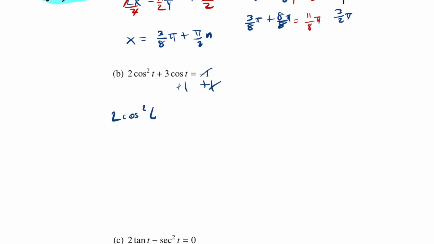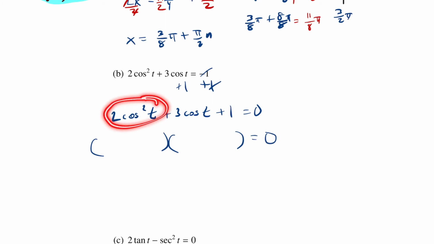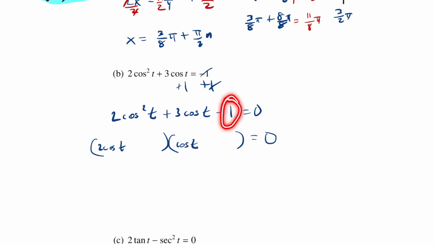In order to factor this, you're going to have to do 2 cosine t times cosine t. In order to get 1, that's just going to be 1 times 1. And in order to get 3 cosine t, you have to add up the outer terms. So that's 1 cosine plus 2 cosine is 3 cosine. So that means that both of these are positives.